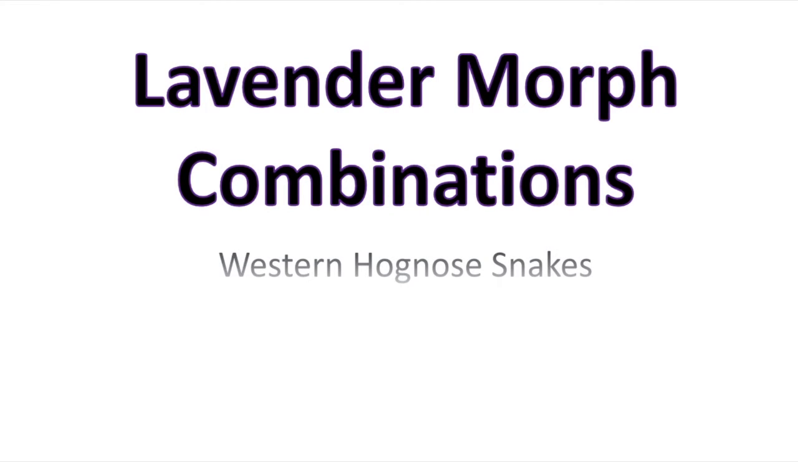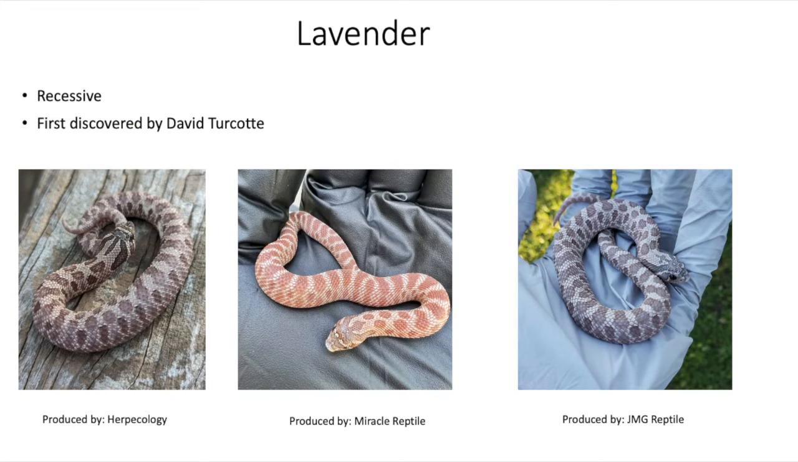How y'all doing today? It's your boy Jermaine from Shovelnosehogs, back with another video, and today we're going to be updating the lavender morph combinations in Western hognose snakes. So let's get started. First, we're going to talk about what a lavender is. It is a T positive albino, and it's a recessive gene, and it gives the hognose a purple color. I like the grape purple, but they also have some lavenders that are more of a brownish color, and then some that are more of a red pinkish color.